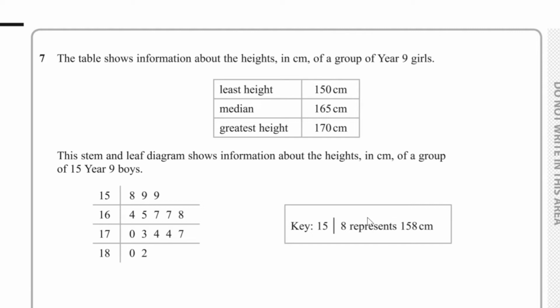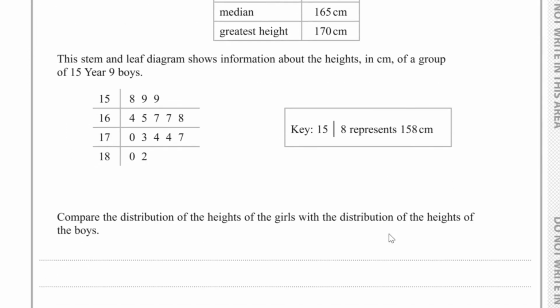Question number 7. The table shows information about the heights in centimetres of a group of Year 9 girls. We've got the least height, the median and the greatest height being in centimetres 150, 165 and 170. We've got this stem and leaf diagram which shows information about the heights in centimetres of a group of 15 Year 9 boys. We've got this key here, 15 with this line, and then the 8 represents 158 centimetres. We have to compare the distribution of the heights of the girls with the distribution of the heights of the boys.